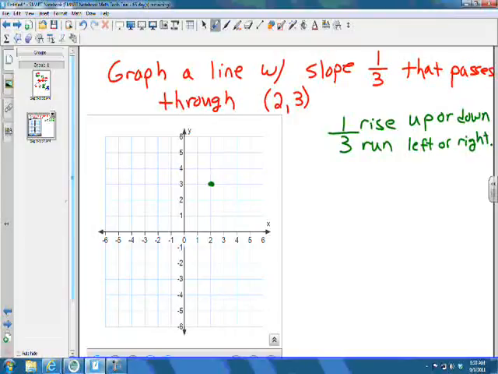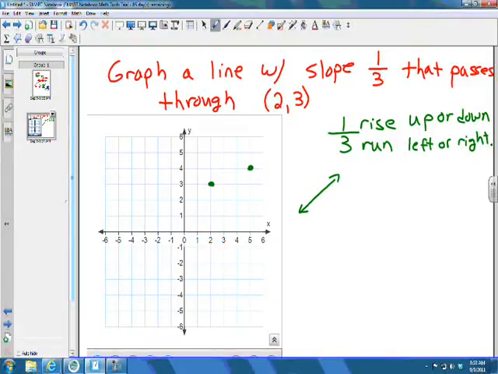So from this point, we would go up 1. That would be right here. Now here's where you have to know whether it's positive or negative slope. If you go up 1, is our slope positive or negative? Positive. So our line should look like this when we're done. Remember, that's positive slope. So if we go up 1 point, which way must we go in order for our line to do that? To the right. So we go up 1 and over 3.